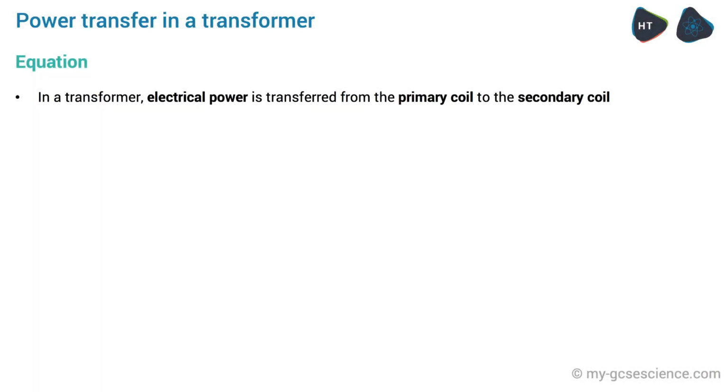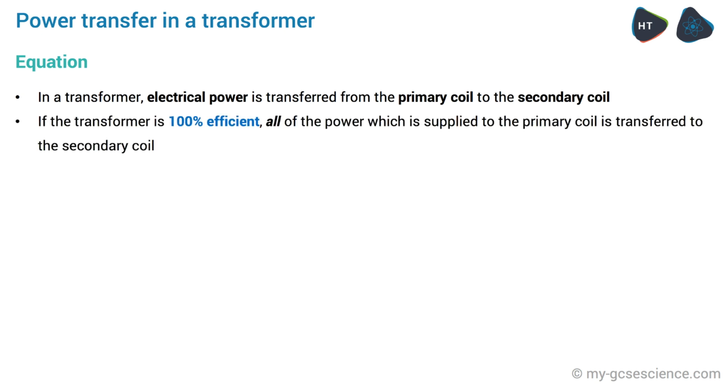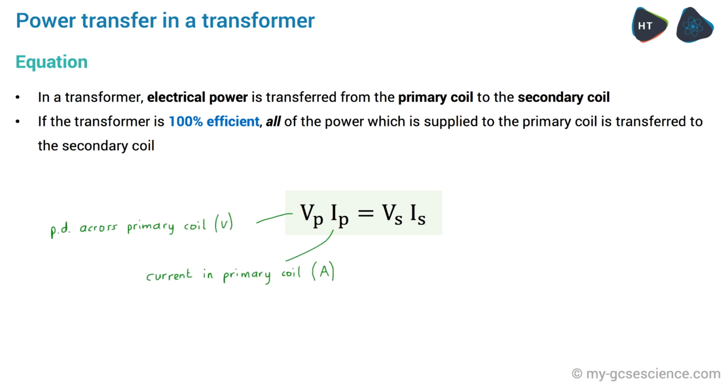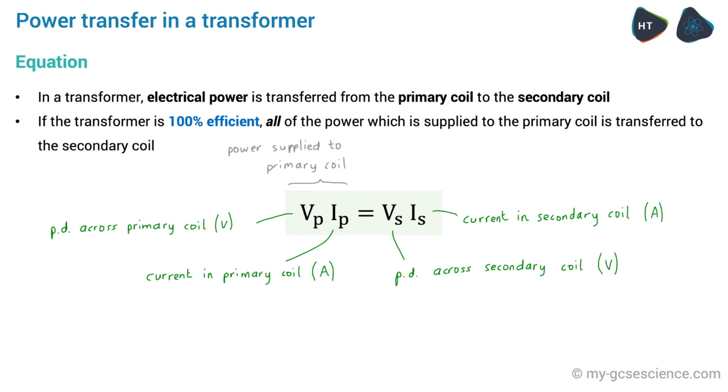In a transformer, electrical power is transferred from the primary coil to the secondary coil. If the transformer is 100% efficient, all of the power which is supplied to the primary coil is transferred to the secondary coil, and we can write down a power transfer equation which looks like this. VpIp equals VsIs, where Vp and Ip are the PD across and current in the primary coil, and Vs and Is are the PD across and current in the secondary coil. The left-hand side of this equation represents the power supplied to the primary coil, and the right-hand side, the power transferred to the secondary coil.